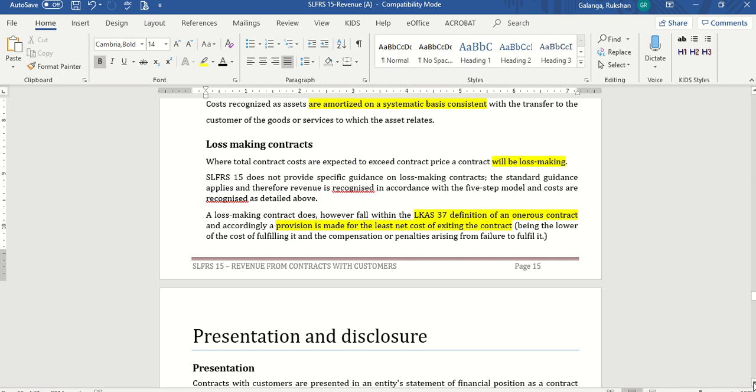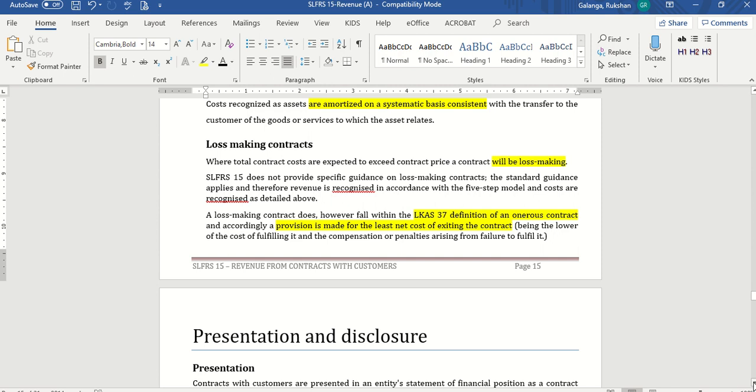So the standard says that even though it is a loss making contract, it does not specifically tell how to recognize the revenue. Revenue recognition will happen as it is, like we discussed in the previous week. Right? The only thing is, you should recognize that particular loss as a treatment under LKS 37 when it comes to the onerous contract.